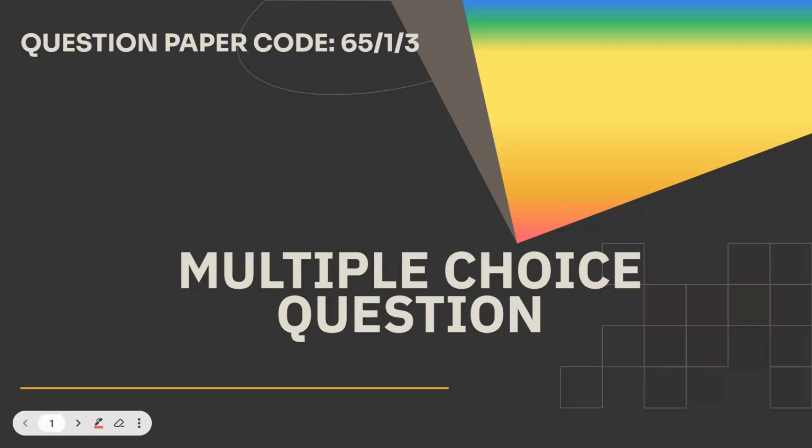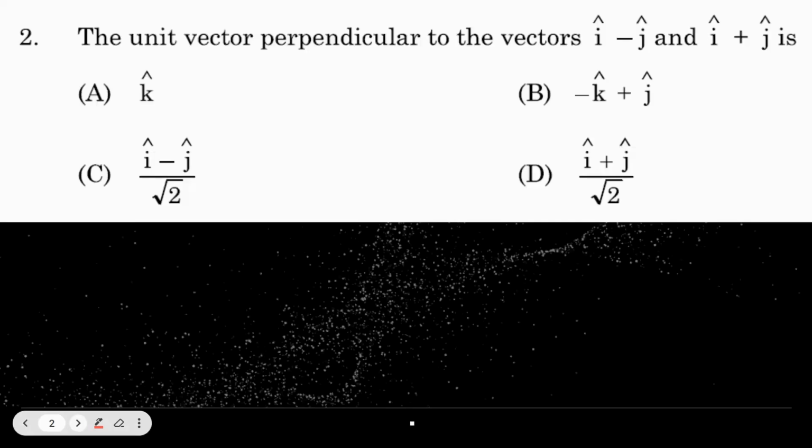Dear students, today we will be talking about a previous year question, which is an MCQ question from last year's question paper, 2025 session. Question paper code is 65/1/3. This is the question. The unit vector perpendicular to the vectors i cap minus j cap and i cap plus j cap is, these are the options which are provided.